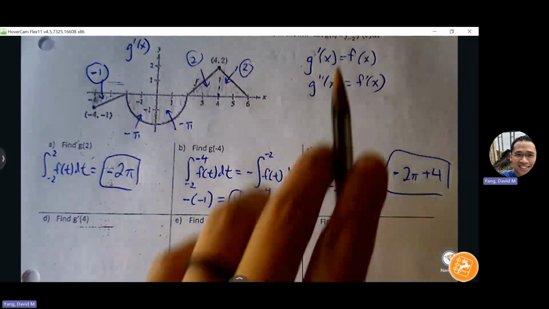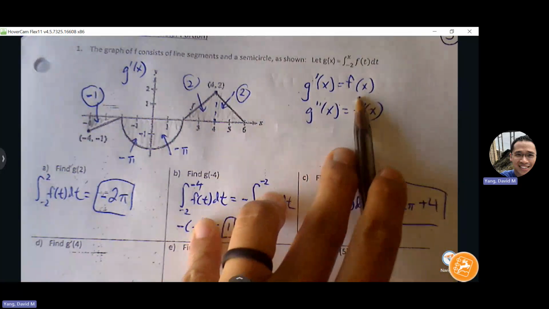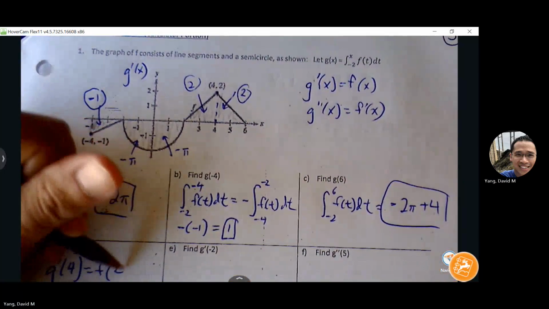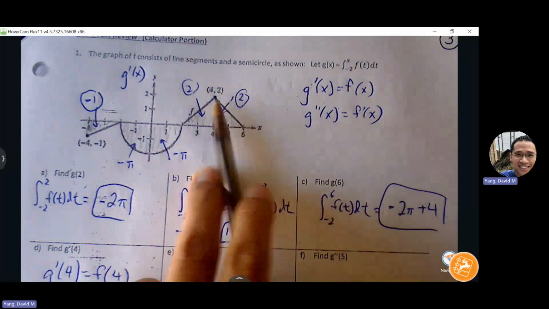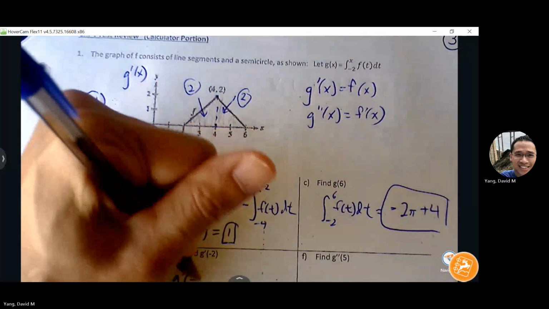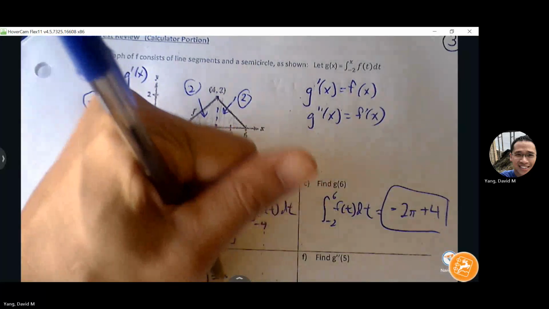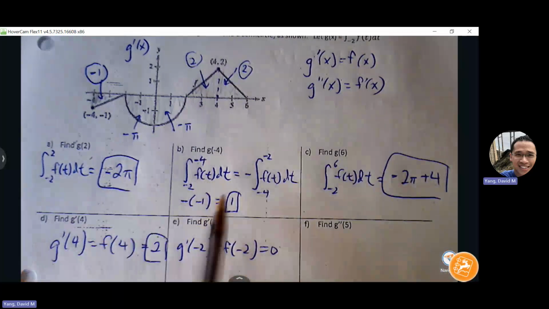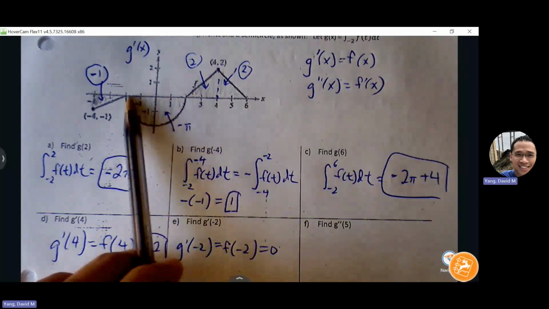G prime of 4. G prime of 4 is this ordered pair, right? G prime of 4 is f of 4. And f of 4 is simply the y value there, so 2. G prime of -2 is just f of -2. f of -2 is 0.